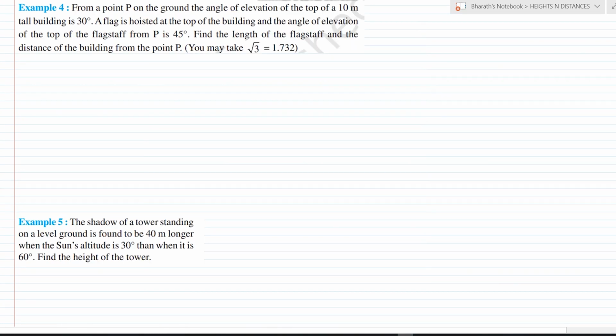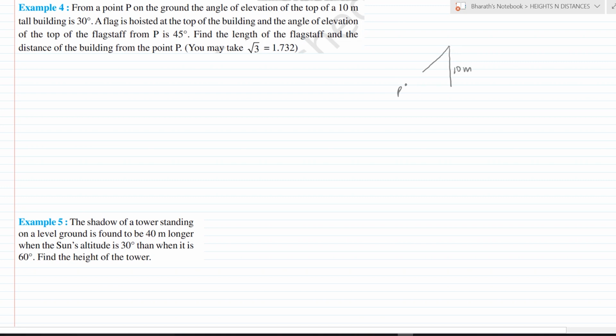Here, from a point P on the ground, the angle of elevation of the top of a 10-meter tall building is 30 degrees. A flag is hoisted at the top of the building, and the angle of elevation of the top of the flagstaff from P is 45 degrees. Now find the length of the flagstaff and the distance of the building from the point P. See, suppose according to the question, there is a point P here somewhere, and the 10-meter tall building.